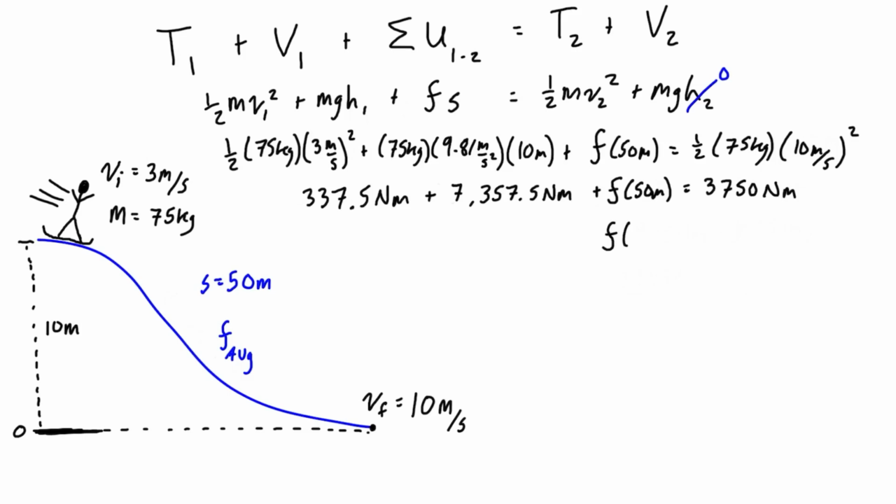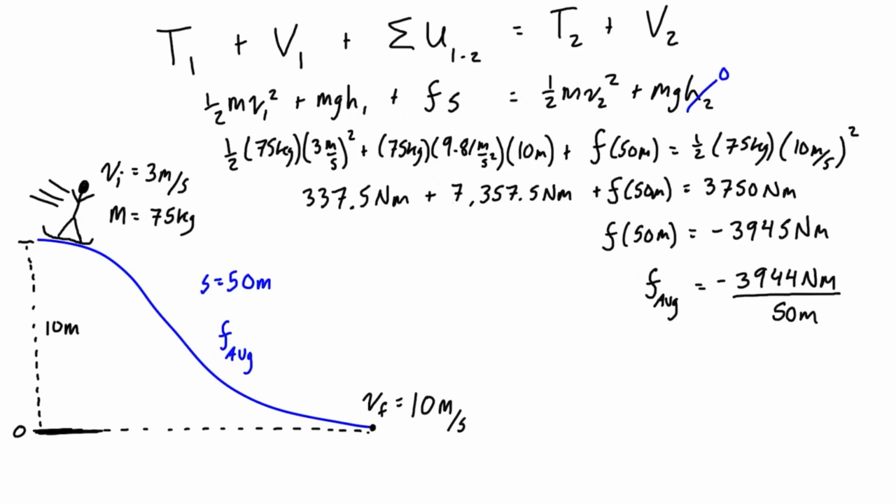We have friction times 50 meters is going to be equal to negative 3,945 Newton meters. So if we just divide both sides by 50, we'll find that friction, which is the average force of friction, is equal to negative 3,945 Newton meters over 50 meters. And so the average friction force is just equal to negative 78.9 newtons. So we can put a little box around that. That does answer the question.